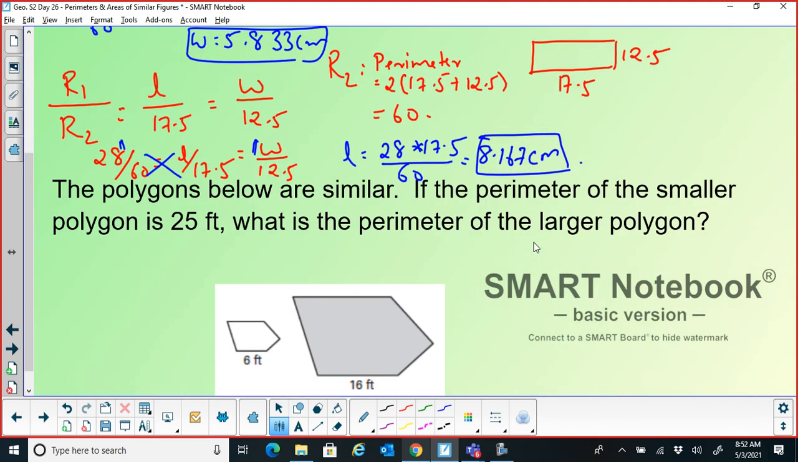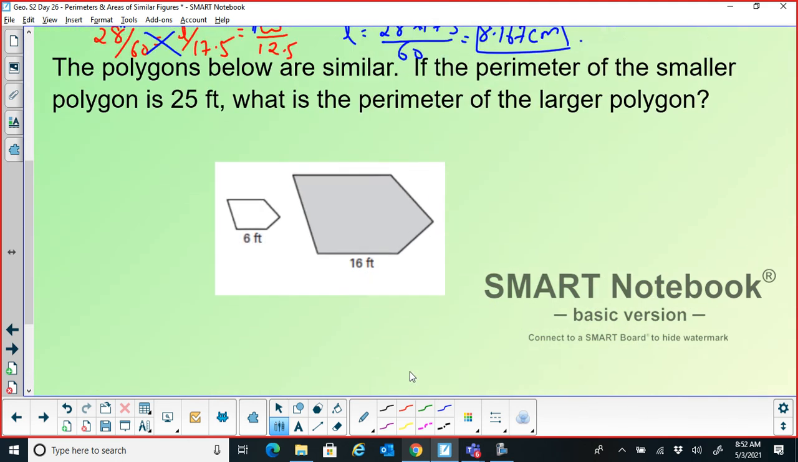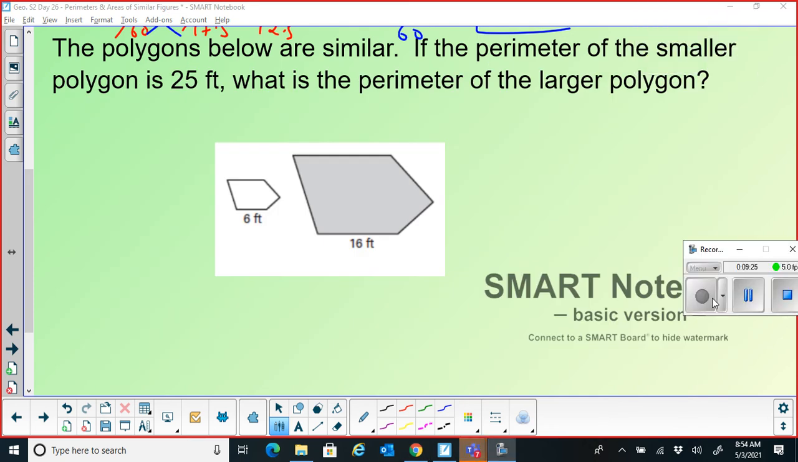In the same manner, I just want you all to try the next problem as well. The polygons below are similar. If the perimeter of the smaller polygon is 25 feet, what is the perimeter of the larger polygon? You have once again a minute or so, then we will go over the solution. Same way here as well.